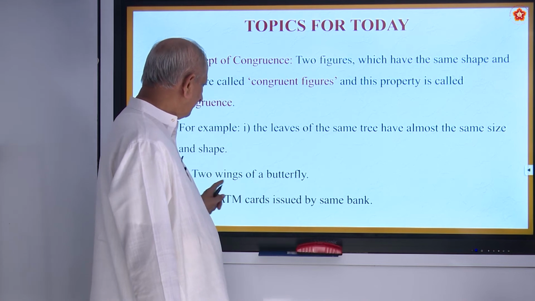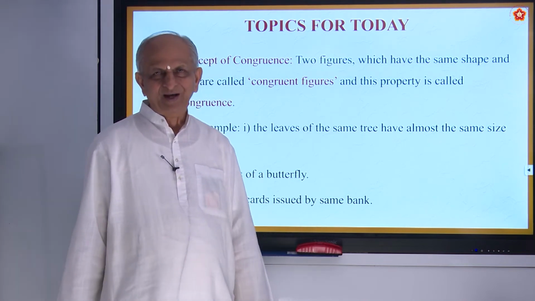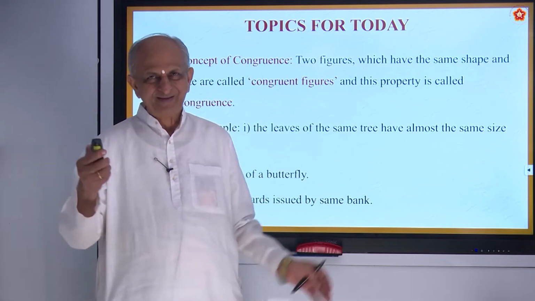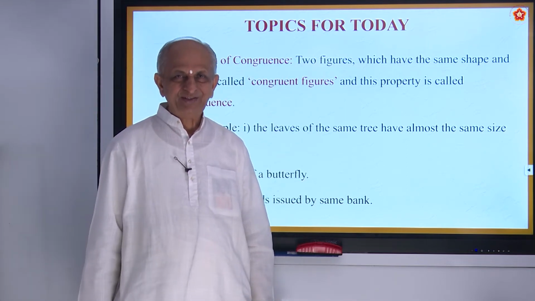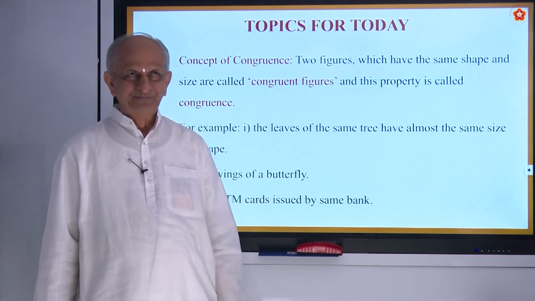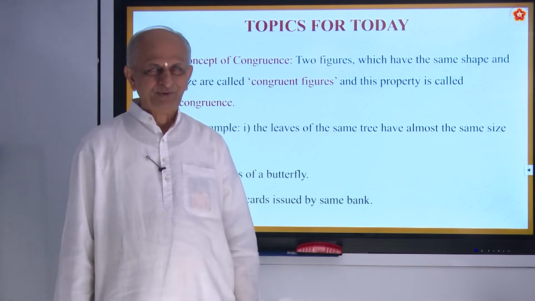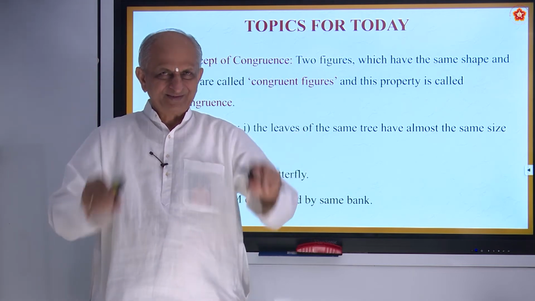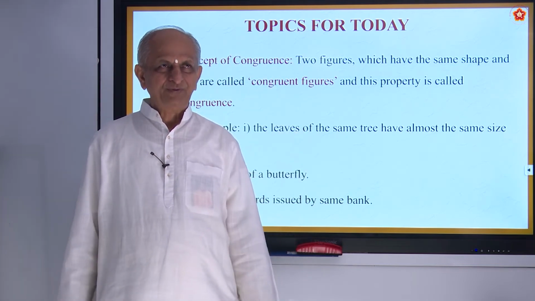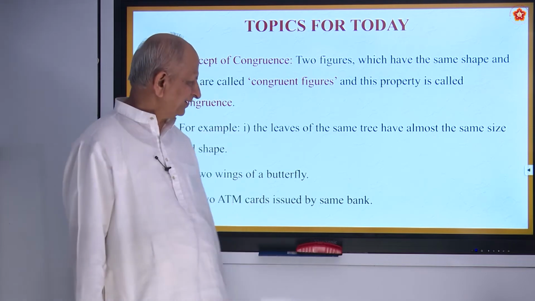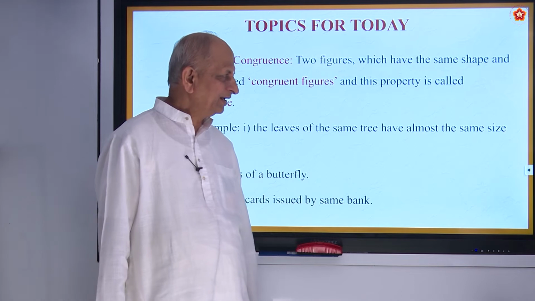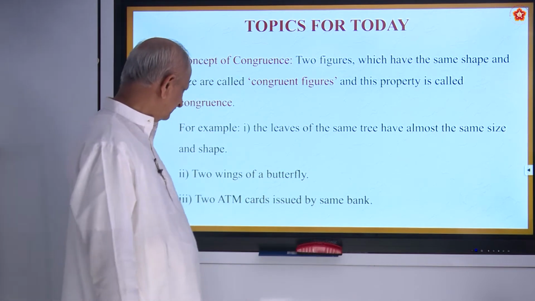So, two wings of a butterfly. Almost all of you might have seen a butterfly. So beautiful, na? See, God's creation is so beautiful. In that, the butterfly is still more beautiful because it has got beautiful colors and beautiful wings. Is it not? So the two wings are identical in all aspects.